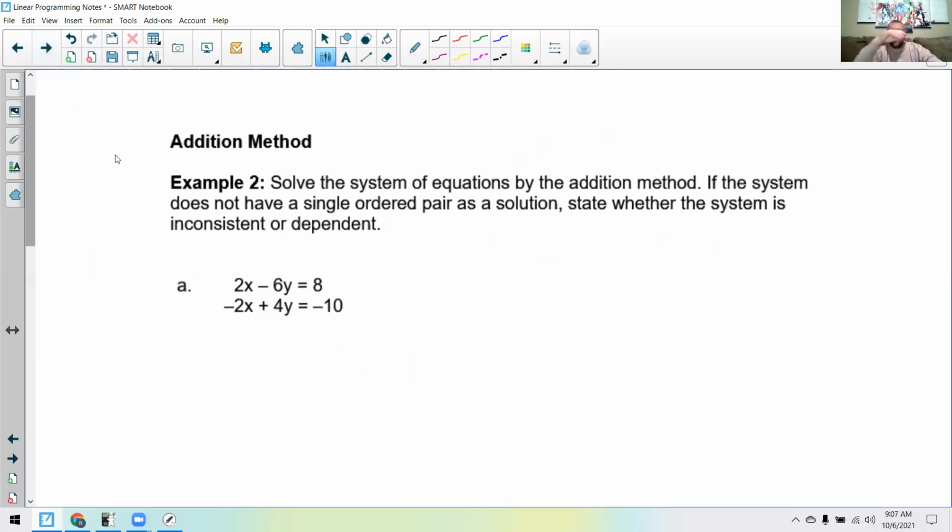But now the second method. What if neither one of the equations has a variable that's isolated? Well, here we have both equations, or both lines, written in standard form. I have x and y on the same side. So I'm going to use a different method called the addition method. Sometimes maybe you learned it as the elimination method.